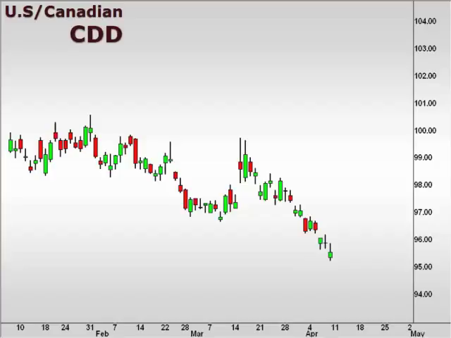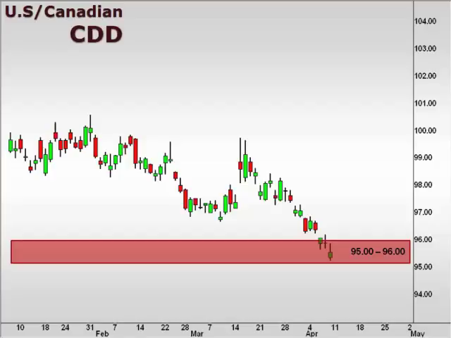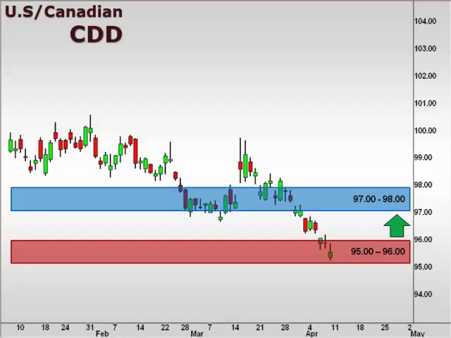Let's take a look at the CDD, the US versus the Canadian dollar. The CDD is now testing support within our 95-96 focal zone. The 97-98 zone continues to hold its role as resistance. Without a break back above 97, we will continue to respect the downtrend.